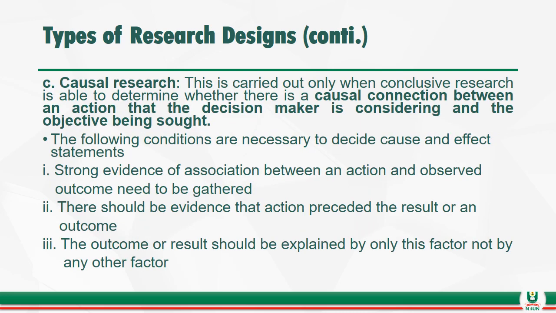Causal research. This is carried out only when conclusive research is able to determine whether there is a causal connection between an action that the decision maker is considering and the objective being sought. The following conditions are necessary to decide cause and effect statements. One, there should be strong evidence of association between an action and the observed outcome. Two, there should be evidence that the action preceded the outcome. Three, the outcome should be explained by only this factor, not by any other.